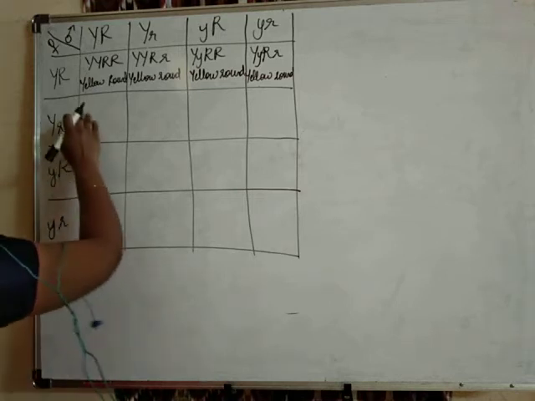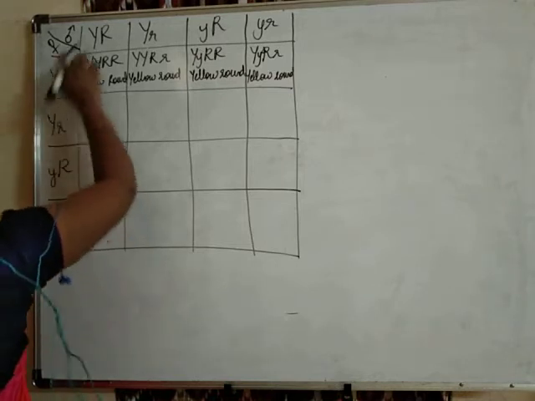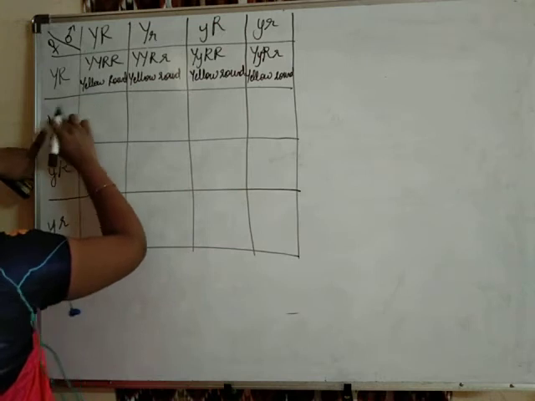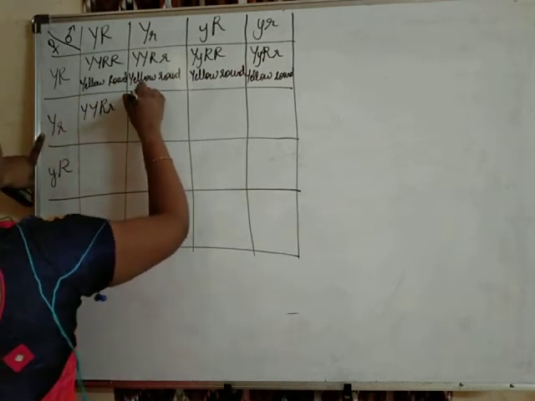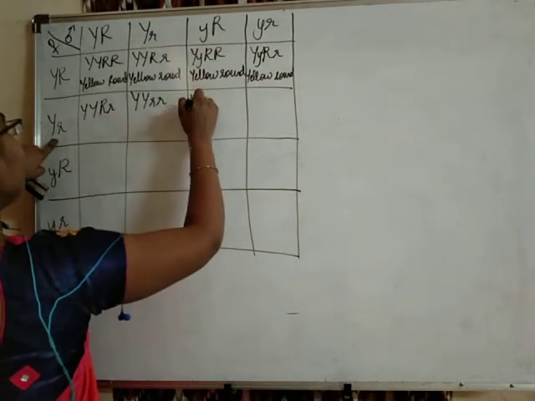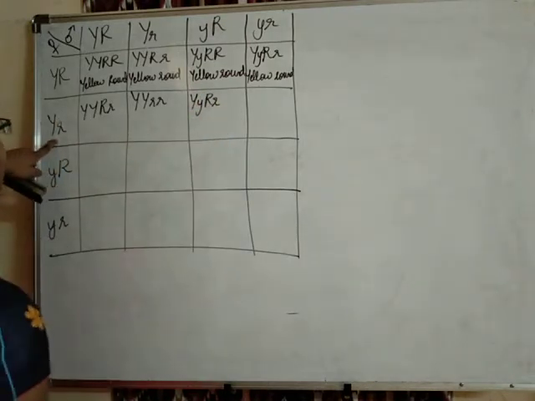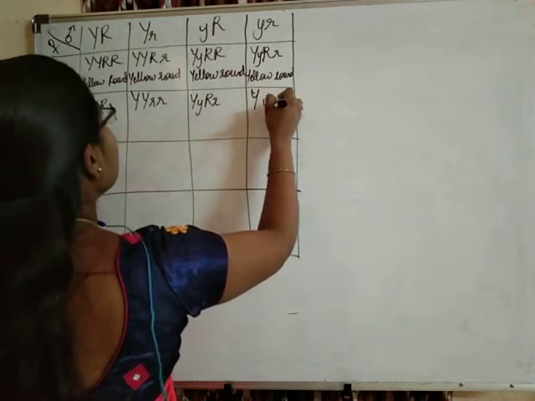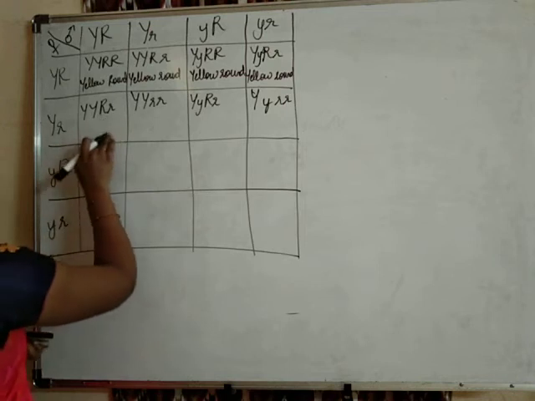Okay. Then next we have capital Y small r, capital Y. This we are going to do with the entire column. Okay. Capital Y capital Y, capital R small r, capital Y small r. Here, capital Y small y, capital R small r. Okay. Capital Y small r small r. Okay. So, let us see what these individuals will be.